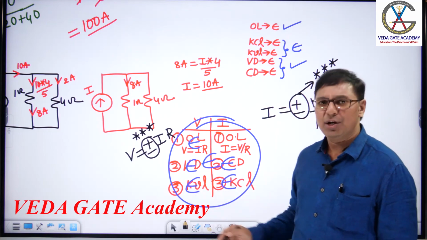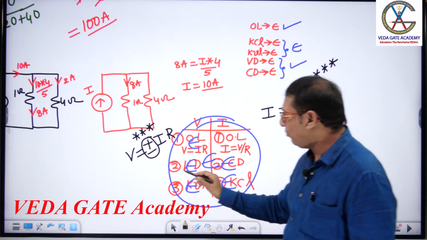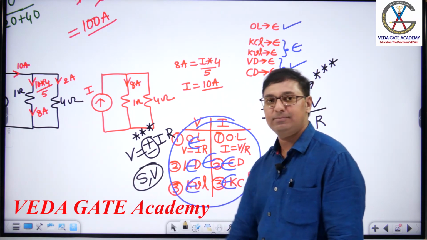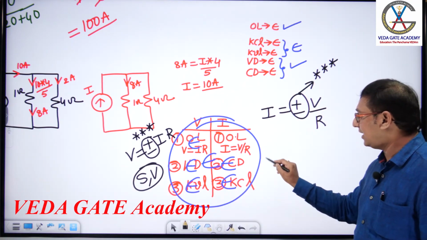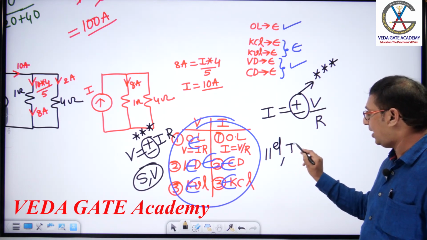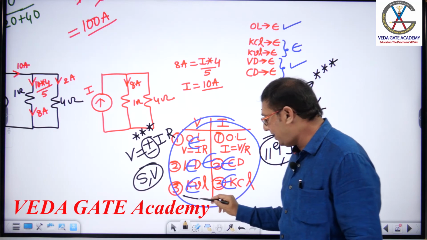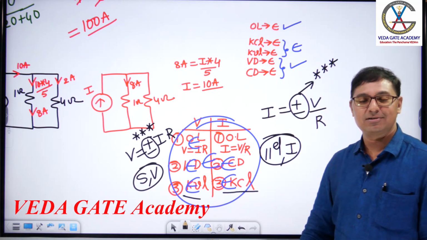Next, coming to voltage division. What are the terms and conditions? To apply voltage division, the circuit should be a series circuit and any one voltage should be known. Similarly, to apply current division, the circuit should be a parallel circuit and any one current should be known. Coming to KVL, KCL, what are the terms and conditions?